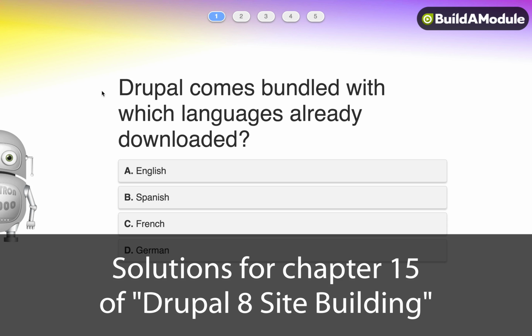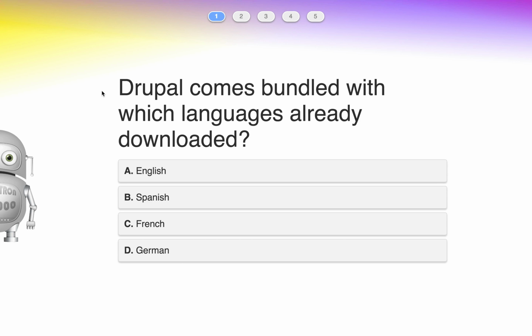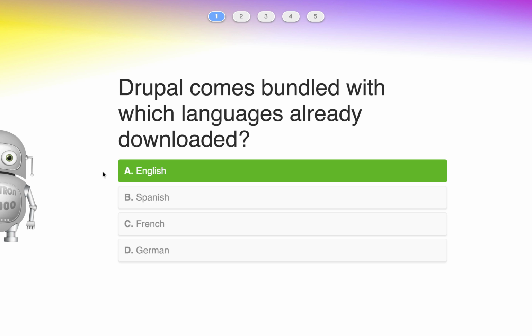And here are the answers to the quiz. Question 1. Drupal comes bundled with which languages already downloaded? And the answer is A, English. Any other language you have to download separately, or when you install Drupal, you can select a different language and that language will be installed during the installation process.